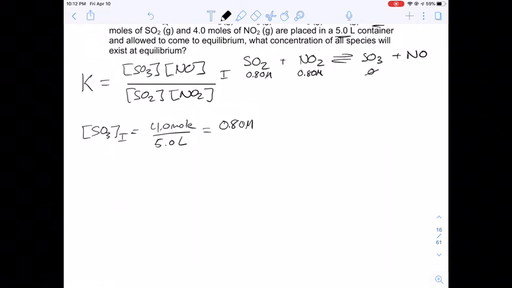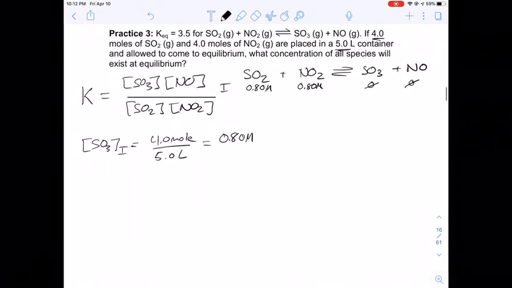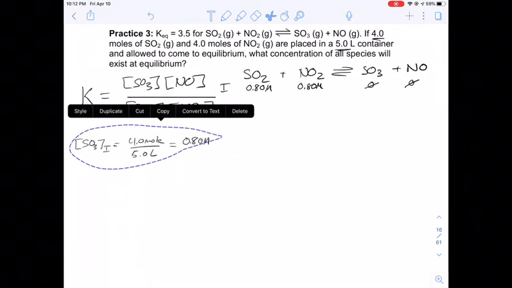And we are starting out with none of the original species, or none of the product species. They don't mention them, so we're going to assume they're not there. I'm going to shrink this down just to get it out of the way.